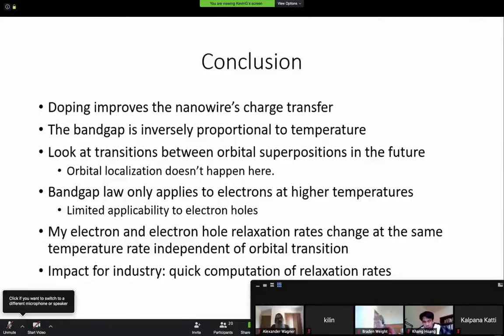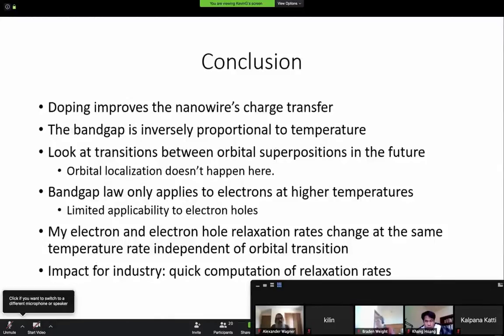And then another thing I concluded was that the band gap law only applies to electrons at higher temperatures. There seems to be a limited applicability to electron holes, as my results show.